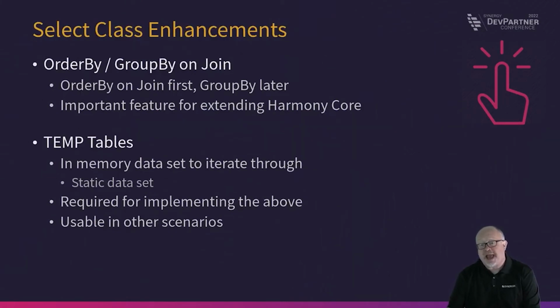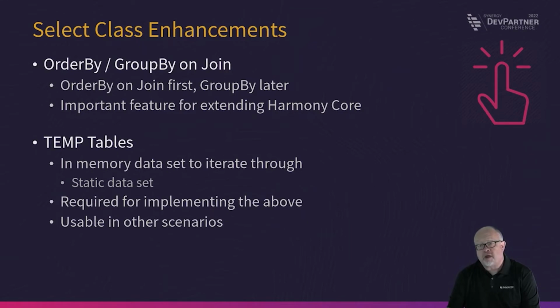For some time, the select classes have included the ability to order and group data, but these operations can't currently be combined with joins between tables. We're working on that now. Order by on join is currently being worked on and will be released first, with group by on join following in a later release. In addition to being useful for developers generally, these are both important new capabilities that will allow us to further enhance the Harmony Core framework.